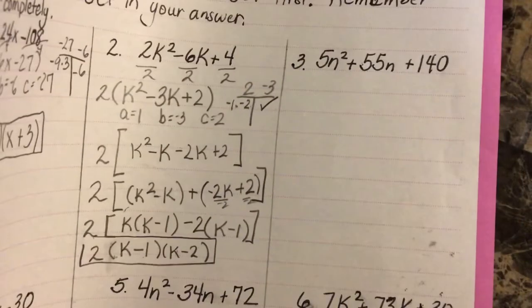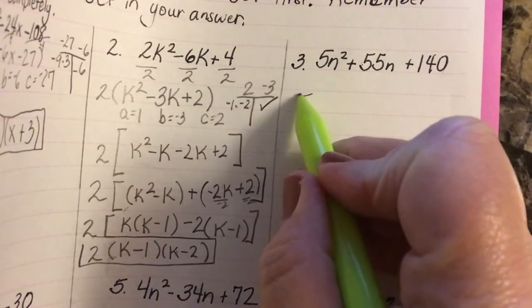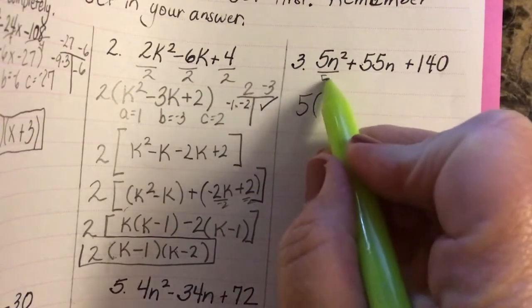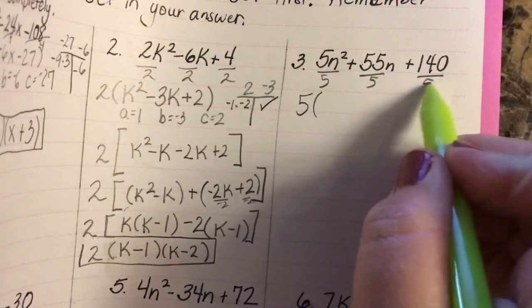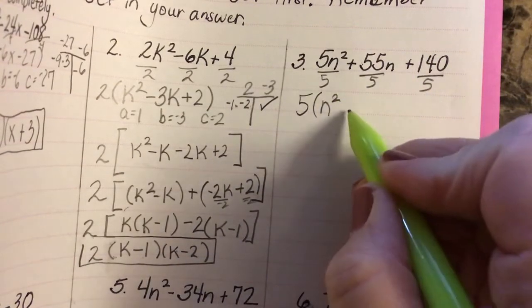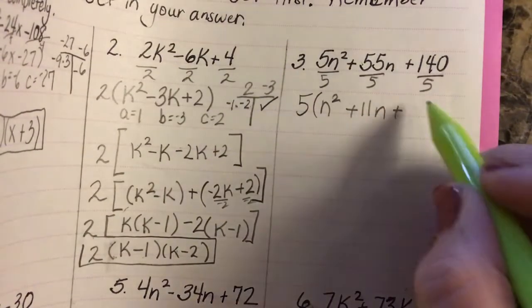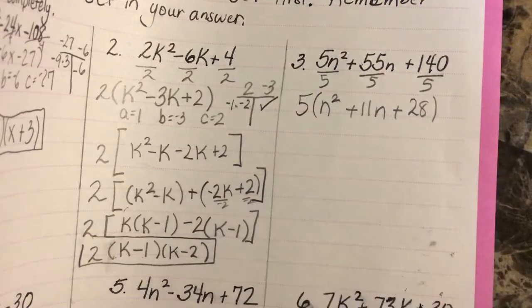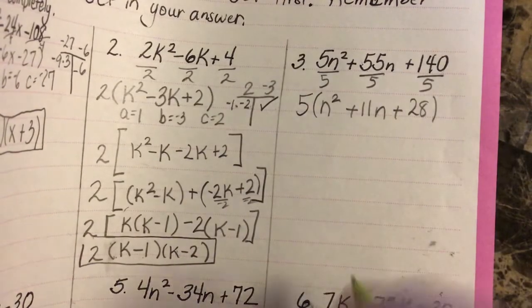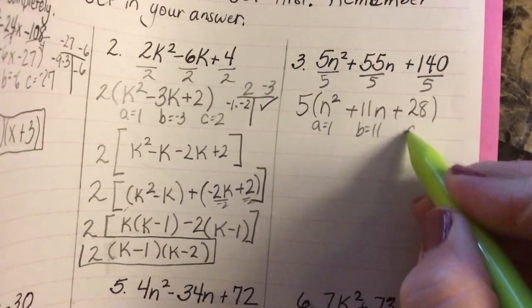Move this over to where you can. Okay, hopefully when you look at that, you see they all have 5 in common. So I'm going to divide them all by 5. And I'm going to have n squared plus 11n plus, I think, 28. Okay, then a is 1, b is 11, c is 28.